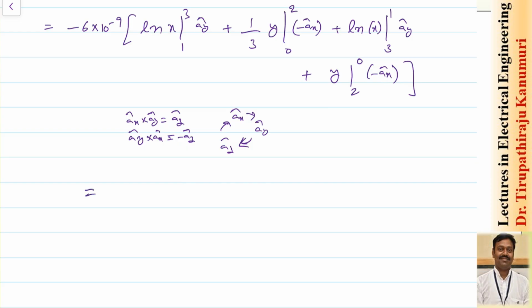So if I simplify this, it will become minus 8 into ax nano newtons. So you can see here the net force is in the minus ax direction, having 8 nano newtons. That is the force exerted on this current carrying element. I hope that how to calculate the force due to a current carrying element and the force on a charged particle is clear to you.